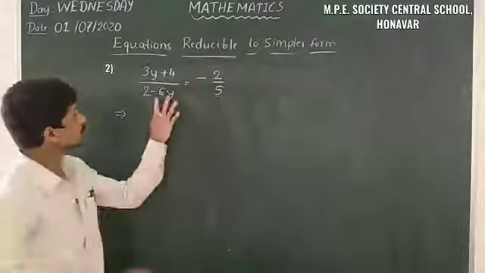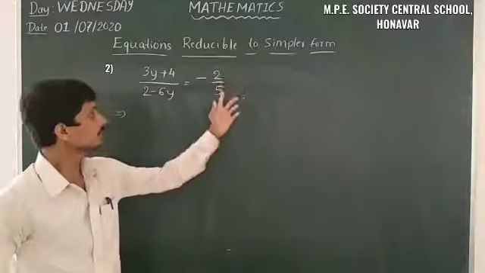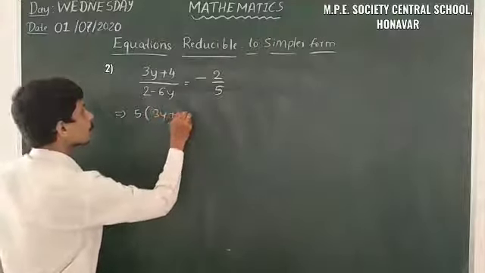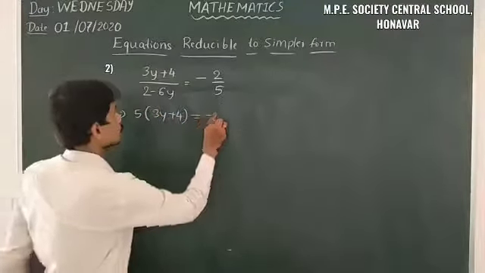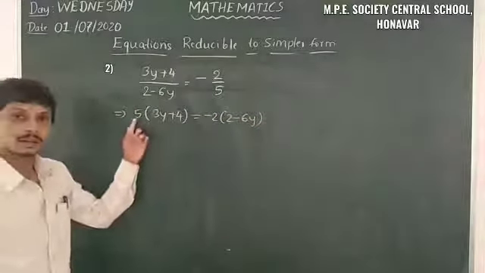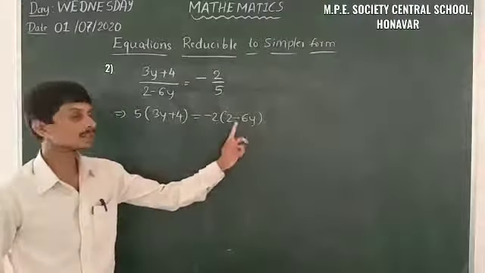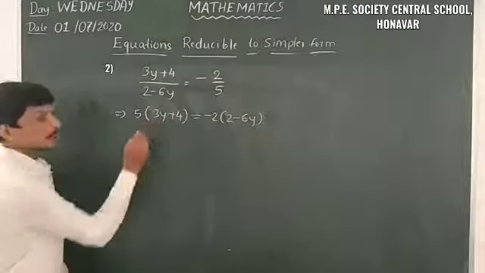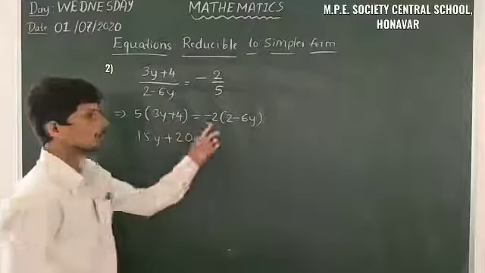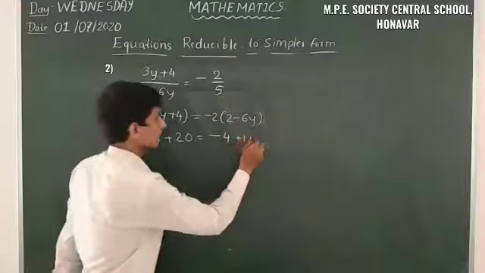So I will transpose this 2 - 6y to the RHS side and 5 to the LHS side. So what we get: 5 into (3y + 4) is equal to -2 into (2 - 6y). Here we have to multiply each term with 5, and here each term with -2. So 5 into 3 is 15y, plus 5 into 4, 20, is equal to -2 into 2, -4, -2 into -6, plus 12y.